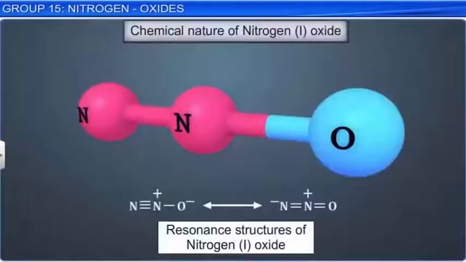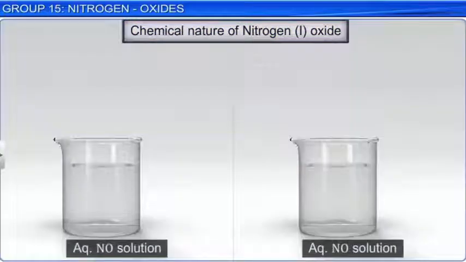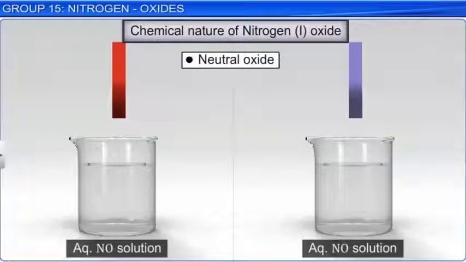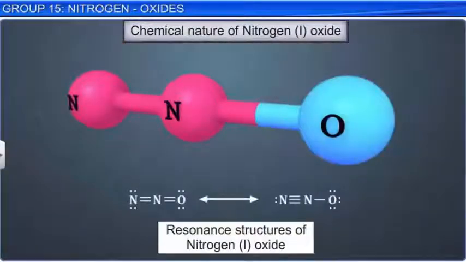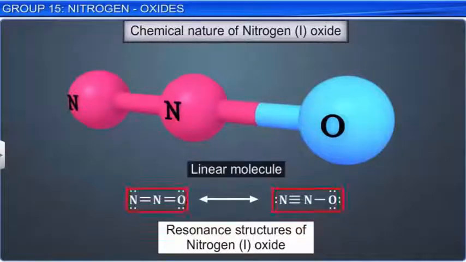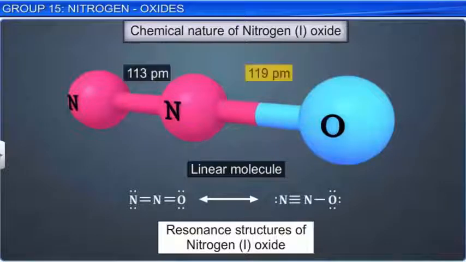Talking about its chemical nature, nitrous oxide is a neutral oxide. Nitrous oxide is a linear molecule that is a resonance hybrid of the two forms shown here. The bond lengths in the molecule are 113 picometers and 119 picometers.